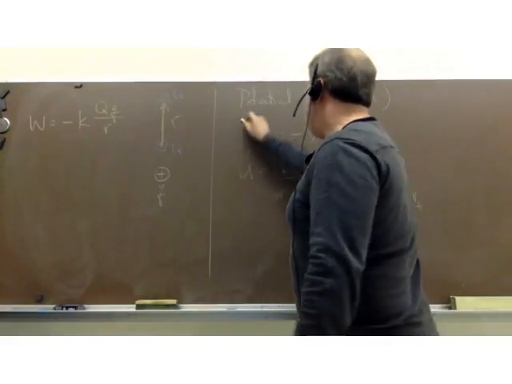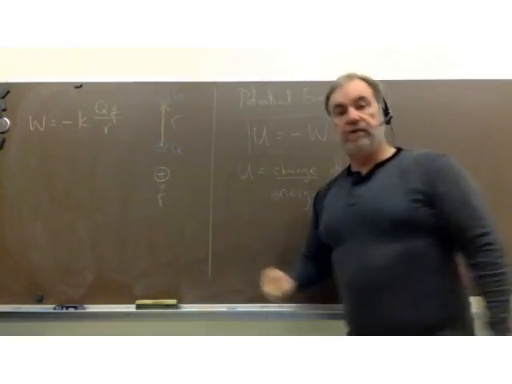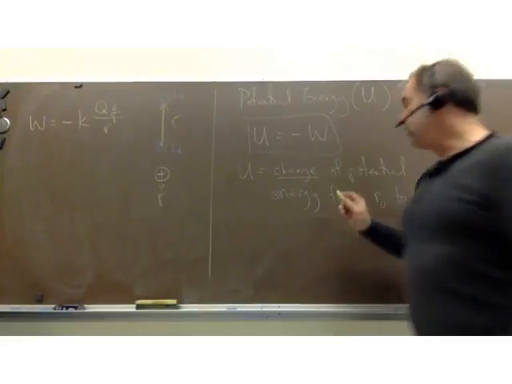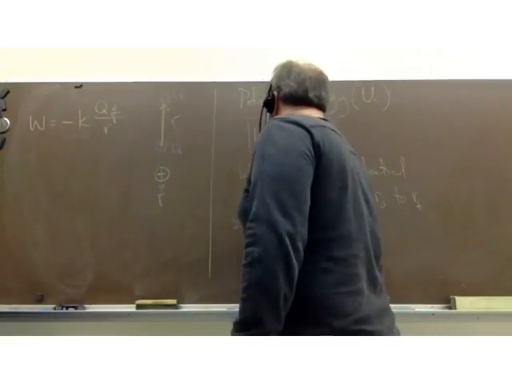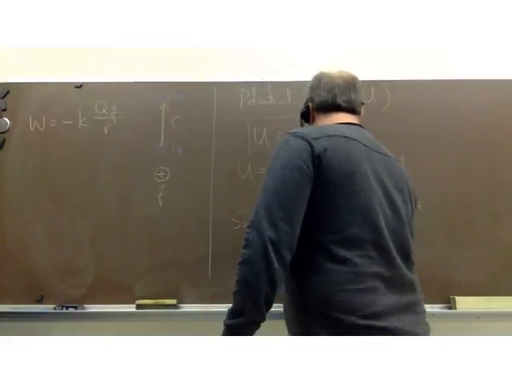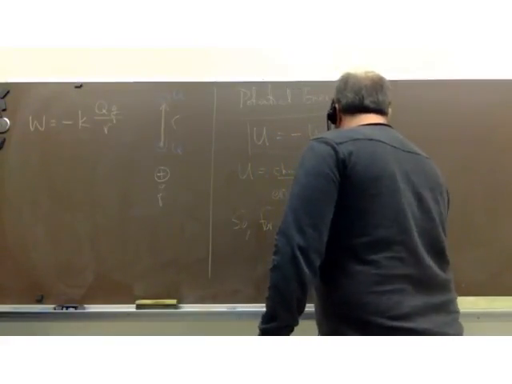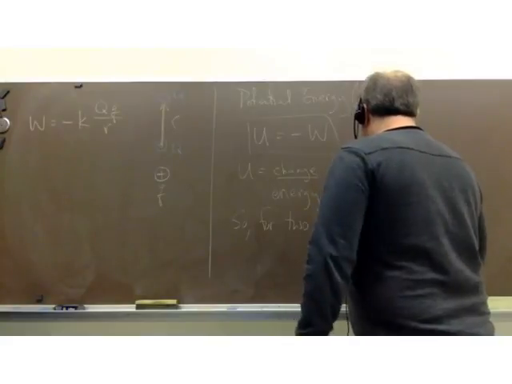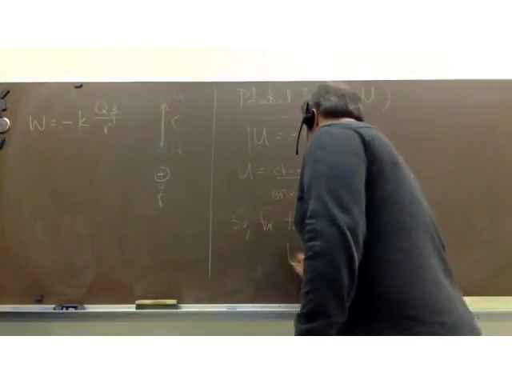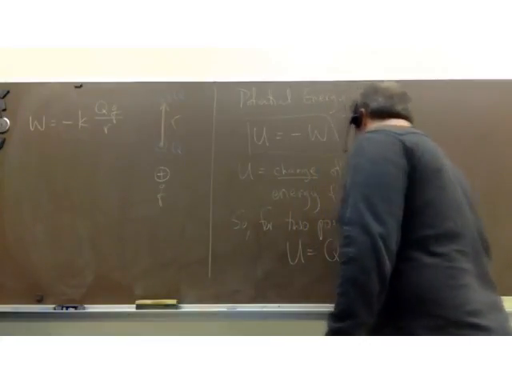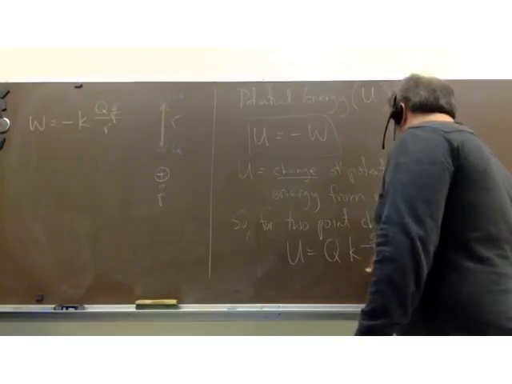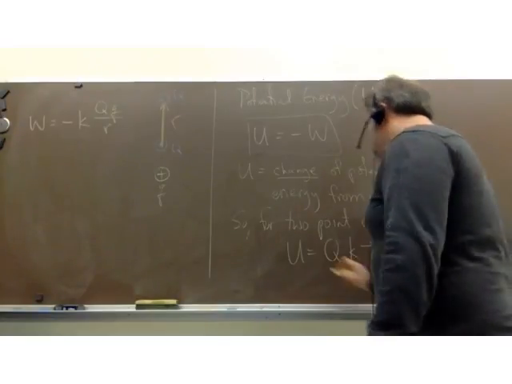Ultimately, my goal is to calculate the expression for the potential energy that the charge has, and the answer is it's simply the negative of the work done. So in this example, where both charges in question are point charges, the potential energy is calculated by q times k times Q over r. Okay.